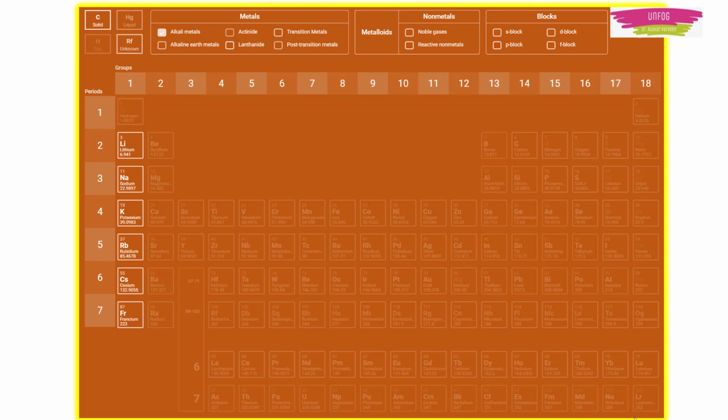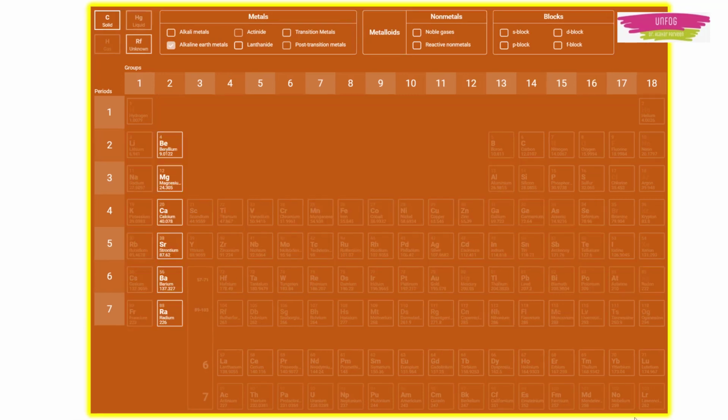Okay. After alkali metals, we have in this group of metals, alkaline earth metals. These belong to group 2, right? Now the speciality of these metals is that they are found in abundance in earth. They are abundant metals in earth. What are they? Beryllium, magnesium, calcium, strontium, barium and radium. Now these metals are not as reactive as the alkali metals, but their abundance is their speciality.